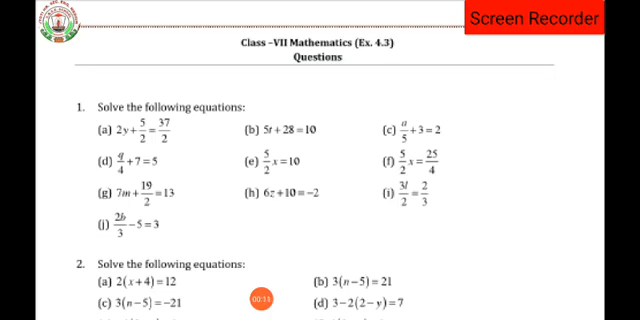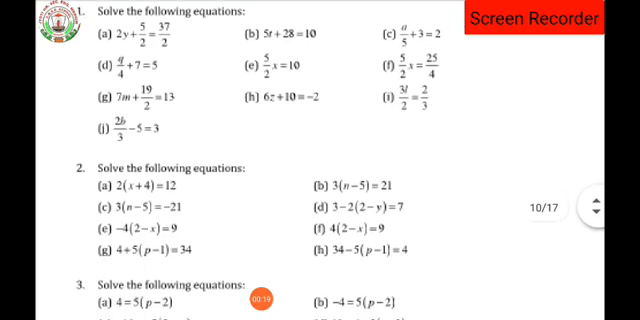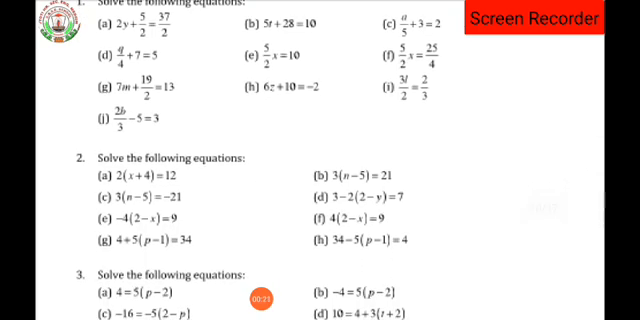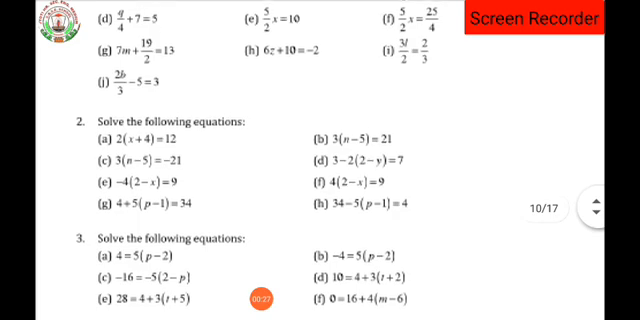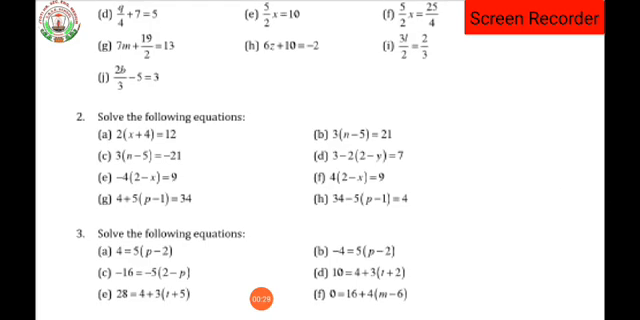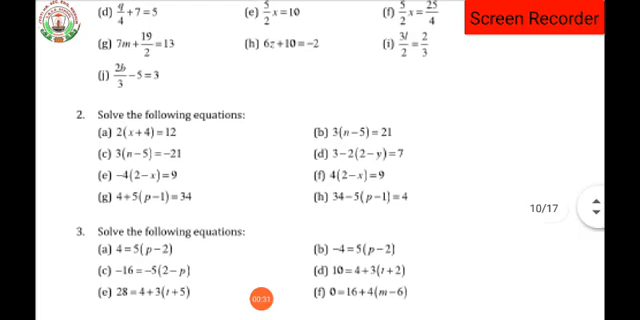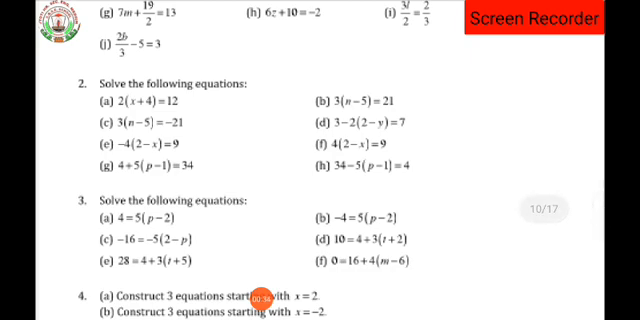In the previous video we had completed exercise 4.1 and 4.2 from chapter 4, Simple Equations, as well as exercise 4.3 question number 1, isn't it? Even question number 2 we had completed. I think the D, E, F parts are left out, which are being given over here. So we will solve them one by one and see how to do it. Clear everyone?